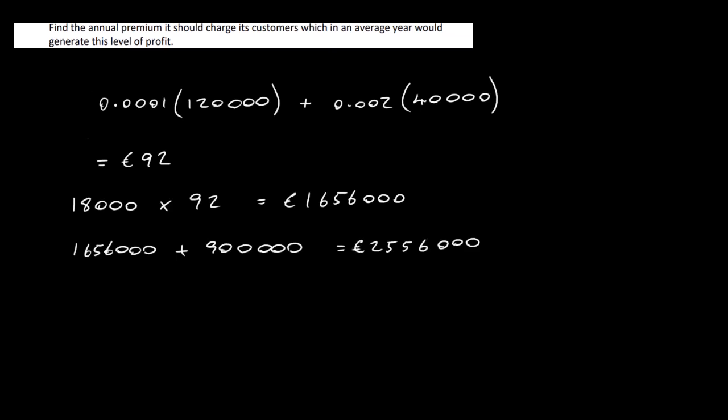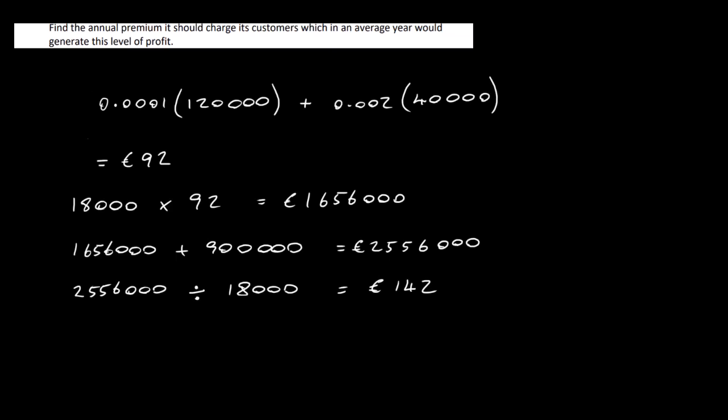And finally then I'm just going to divide that by 18,000 to see how much we would charge each policyholder each year, what their premium would be. So we take 2,556,000, divide that by 18,000, and that gives a premium then of 142 euros for each customer.